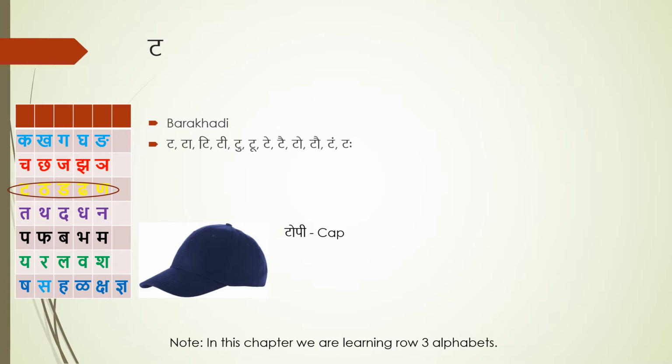Let's start with T. To write T, it's rather simple. A small standing line and a C hanging from that and the top line. The Barakhadi for T is T, Ta, Ti, Ti, Tu, Tu, Te, Tei, To, Tau, Tam, Tah. An example of T is topi, a cap.